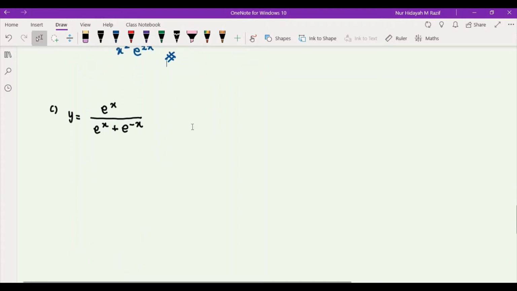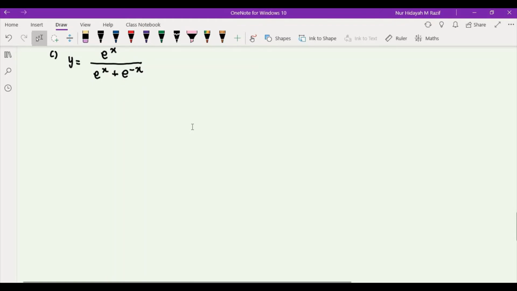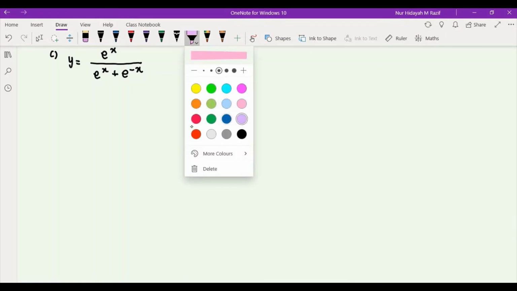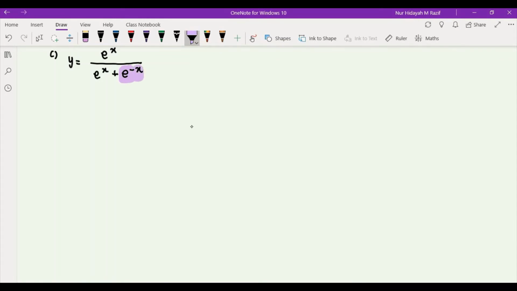As for question C, we have y is equal to e power of x divided by e power of x plus e power of negative x. If you ask me, what I would like to suggest is please make sure that all the powers will be positive. So we have to change the one I highlighted in purple, and that will be e power of x divided by e power of x plus 1 over e power of x. For anyone who can't follow how I changed the purple one into 1 over e power of x, please do your revision on topic index from the first semester.